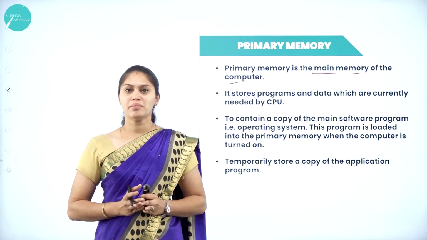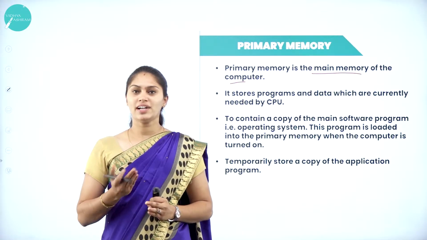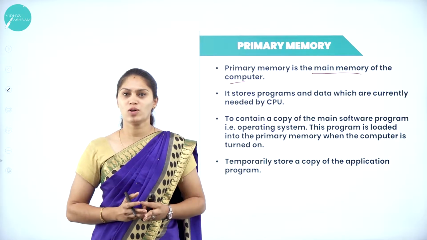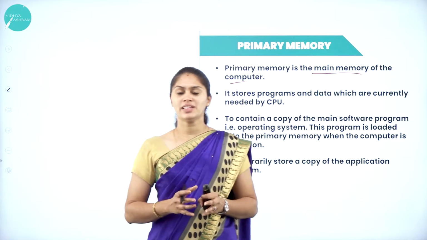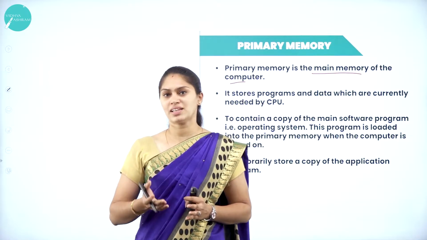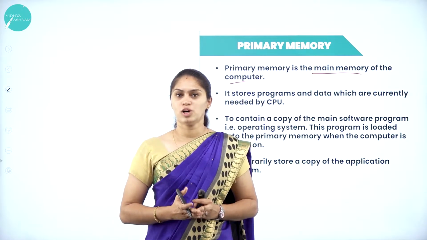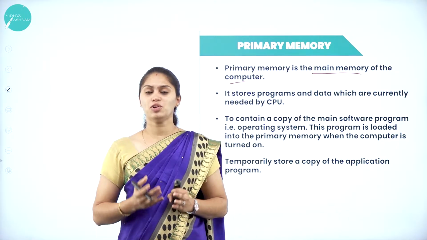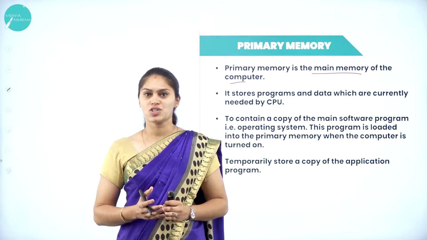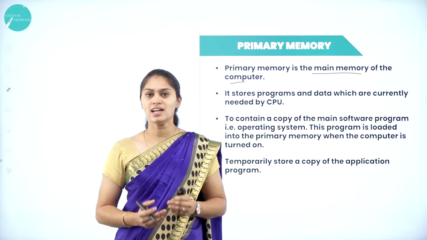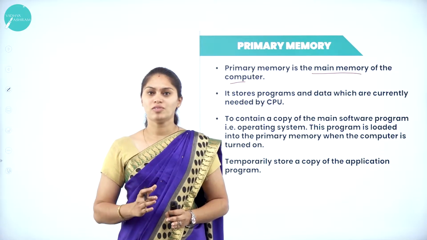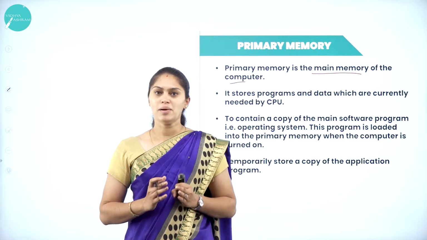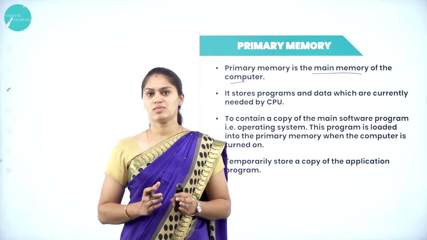Primary memory is also known as volatile memory. What do you mean by volatile? It stores the data and instruction only when the power supply is on. Once the power supply is cut off, it doesn't have any ability to store the data and instruction. That means we lose the data once the power supply is off. That is known as volatile memory. So primary memory is volatile memory.